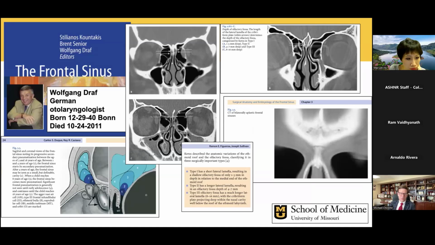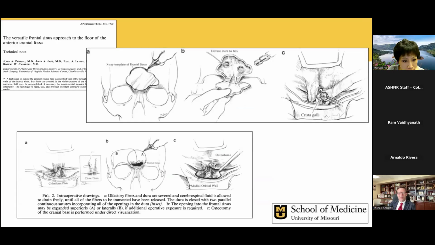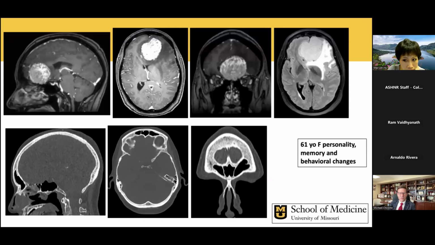So this is just one example of Wolfgang Draf, a legendary otolaryngologist who taught us a lot about the variations in the anatomy of the frontal sinus, which impacts our surgical approach. Some people have virtually no frontal sinus, or early in life there's little, if any, sinus, and that may impact our approach. Here's just an example of using the frontal sinus as an avenue to the anterior fossa. So some examples of that.